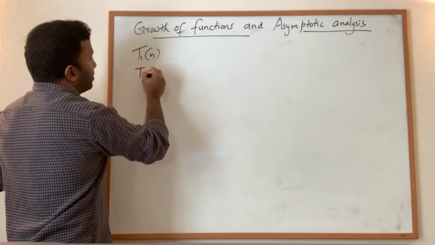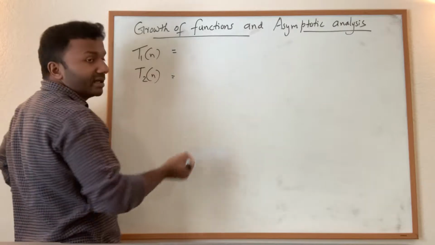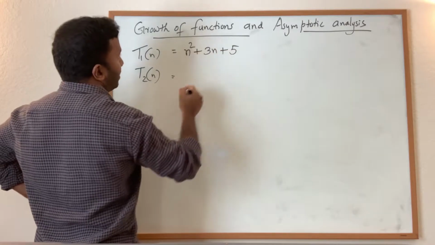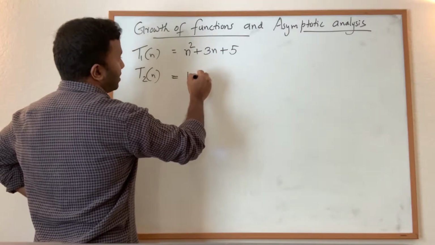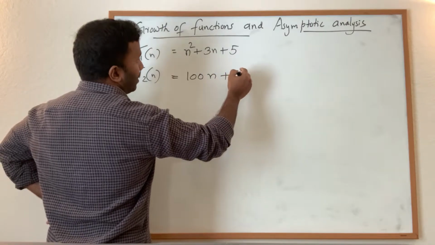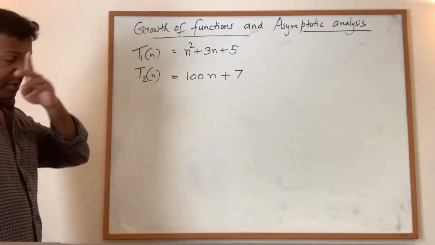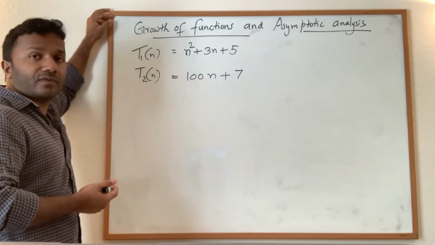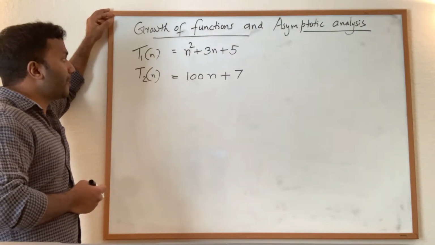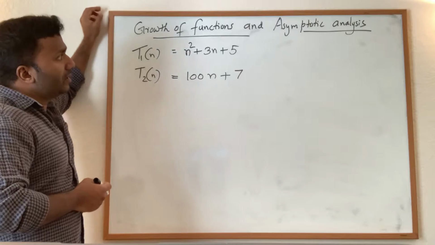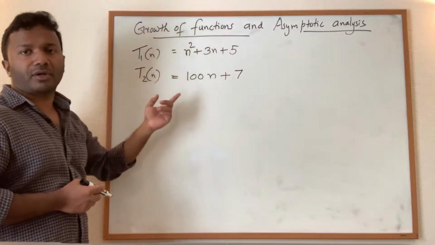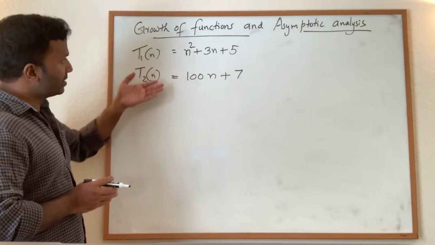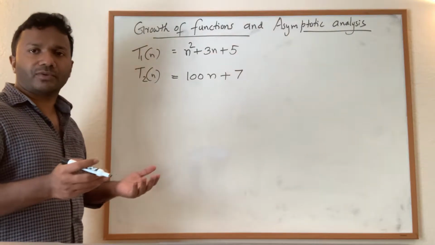T1(n) and T2(n). And let's say T1(n) is something like n square plus 3n plus 5, and T2(n) is, let's say, 100 times n plus 7. Now we want to figure out which algorithm is faster. Of course, the running time is dependent on the size of the input n. So let's have a look at how these functions behave with respect to n.